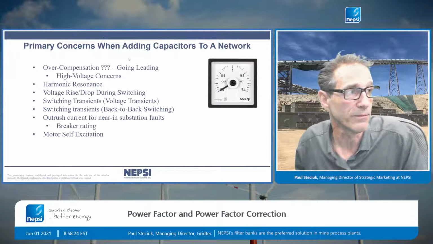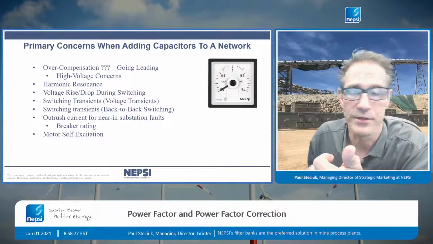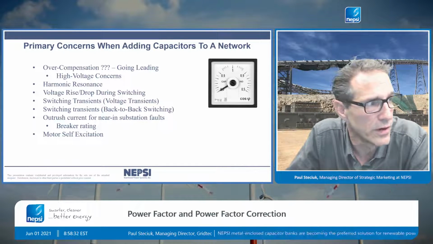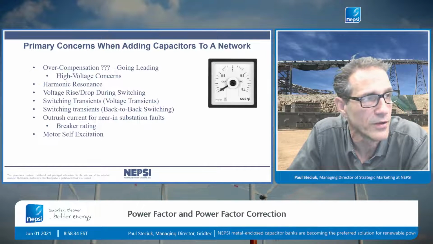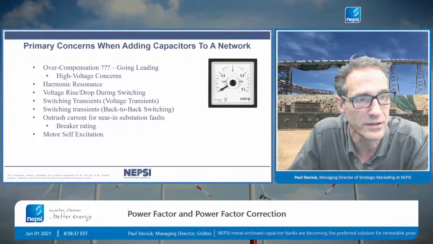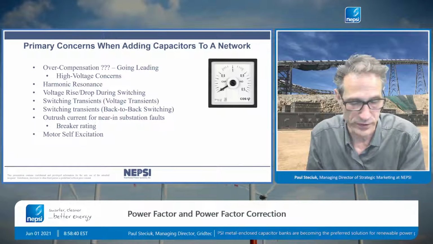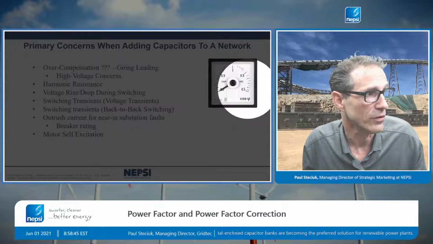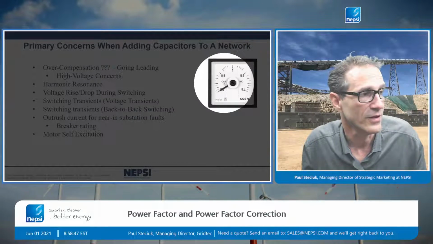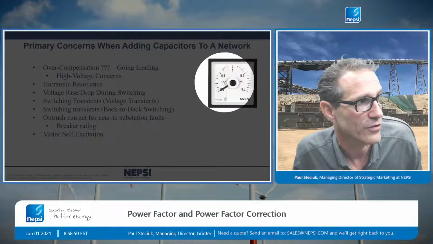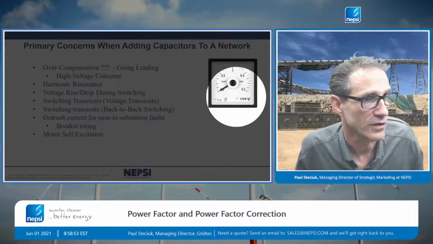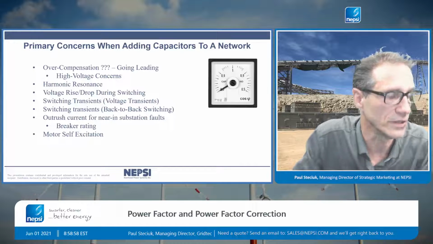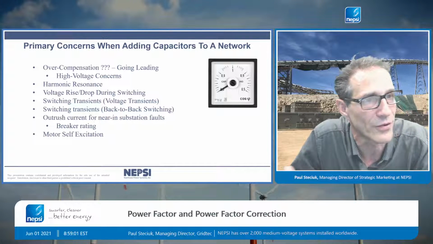Primary concerns when adding capacitors to a network: overcompensation. We see it all the time. A customer will call and say, I want to buy a capacitor bank, but I cannot go leading. The reality is that going leading is not a big issue. Power factor meters, as I show here, go from minus 0.5 to plus 0.5. Technically speaking, it's not minus 0.5, it's 0.5 capacitive, 0.5 inductive. Whenever you talk about power factor, you have to say capacitive or inductive behind it to define what it is. It's not really negative.